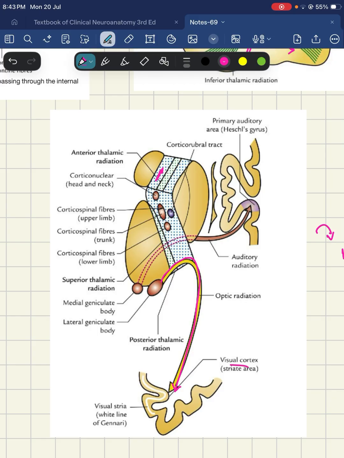Do you remember the Brodmann's area for the visual cortex? It is area number 17, just as a recap for your physiology. And the association areas are 18 and 19. So 17, 18 and 19 are basically associated with the visual cortex.